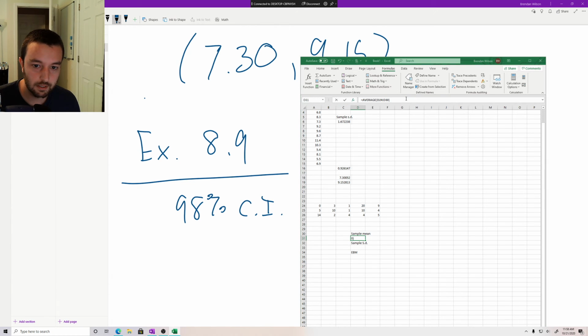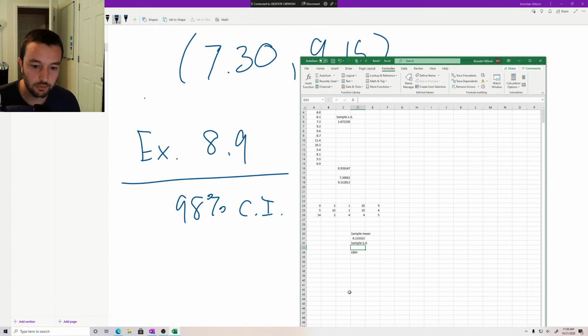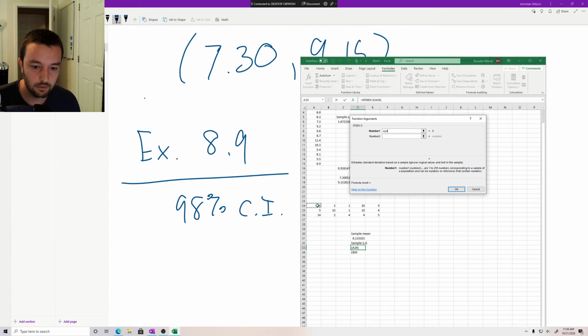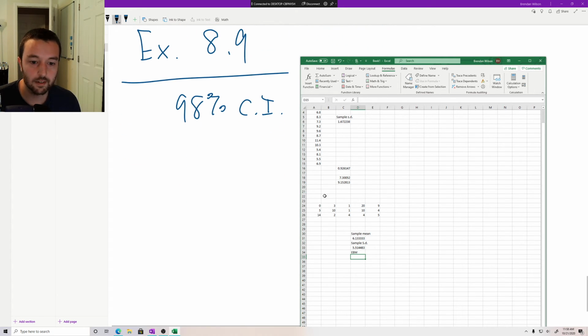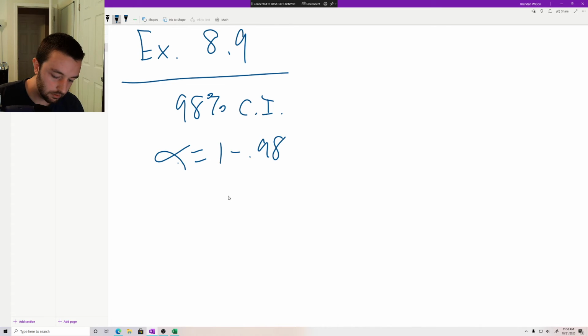So first the sample mean, again, we go to average, highlight the data that we want. We get 6.133. Sample standard deviation. Go to STDEV.S, and then we get 5.514. Okay. So we'll use those when we calculate the EBM. First, let's look at our t-value. Right. Alpha is 1 minus 0.98. So 0.02, right?